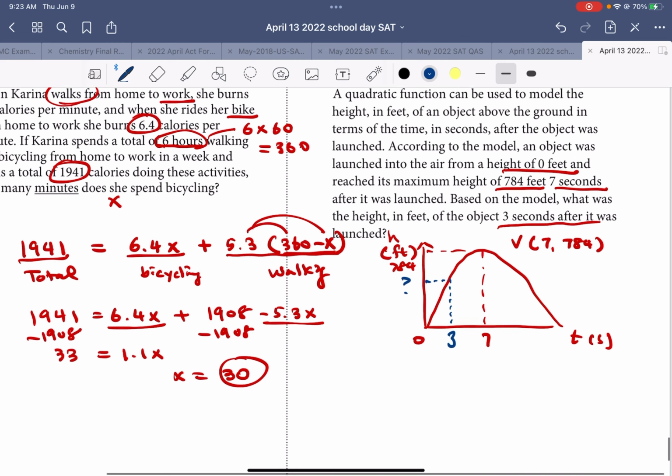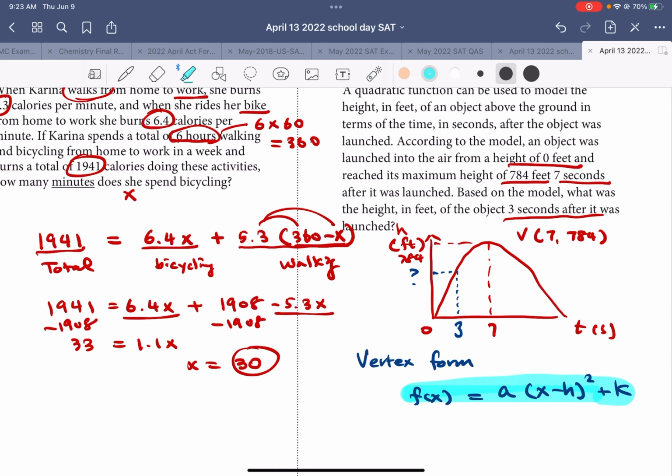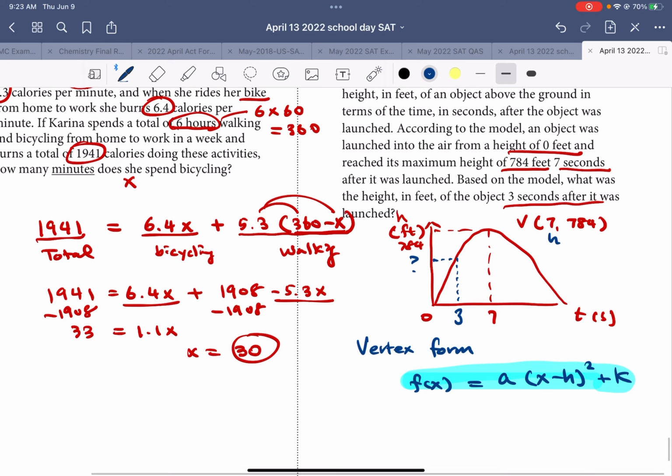Okay, so we can set up the quadratic equation using the vertex form of a quadratic equation. Your f of x or y equals a times (x minus h) squared plus k. That's the vertex form. It's good to know. Memorize this one. Now, when you plug in the h and k values, a is still unknown, but we do know it opens downward, so a must be negative. And this one is x minus 7, squared, plus 784.